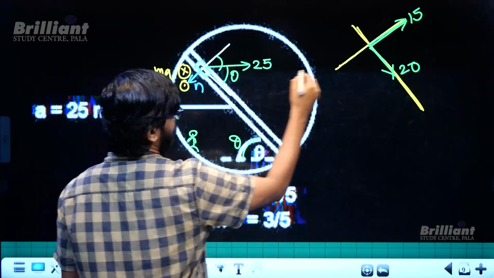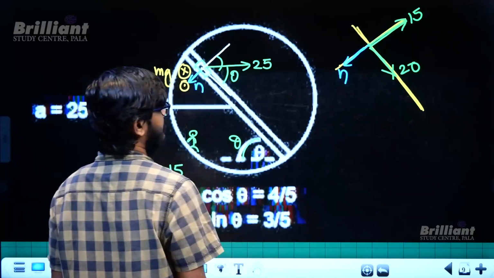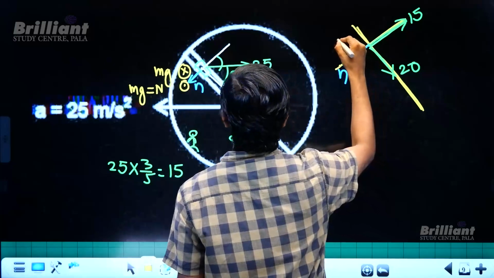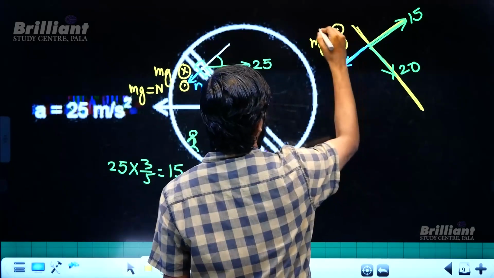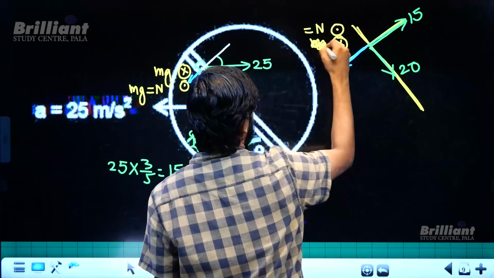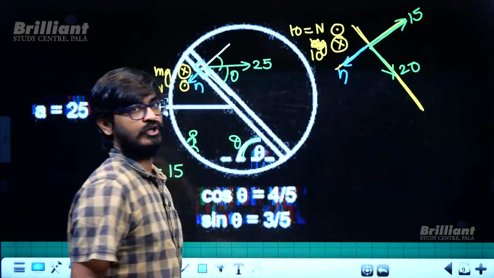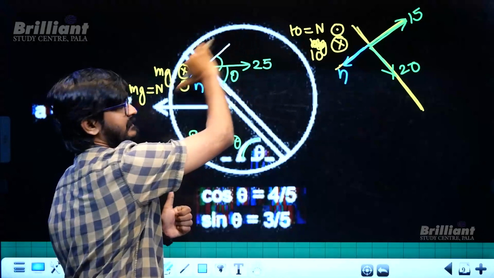Now apart from that, the normal from the groove will be in this direction. Apart from that, mg will be into the plane, and normal will be out, which is again mg. M is 1, so this is 10. Weight is 10, normal is also 10. Now there are two normals, right? One is in the upward direction, one is in this direction, right?